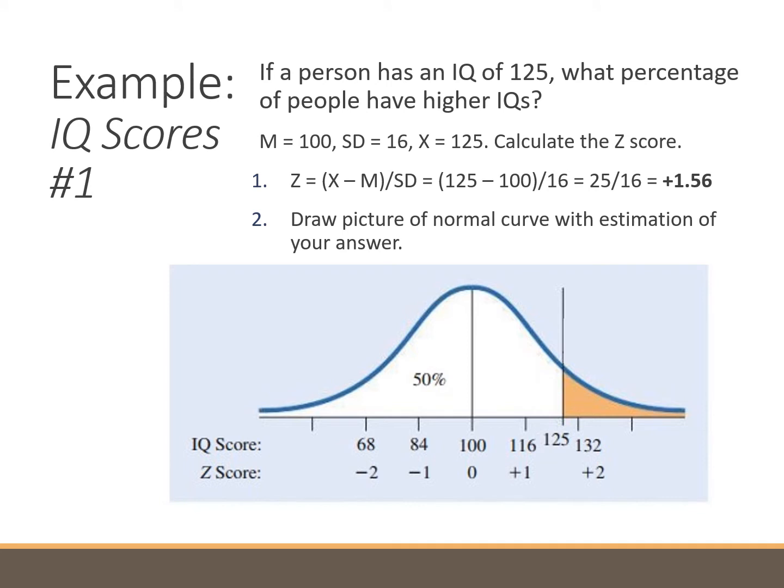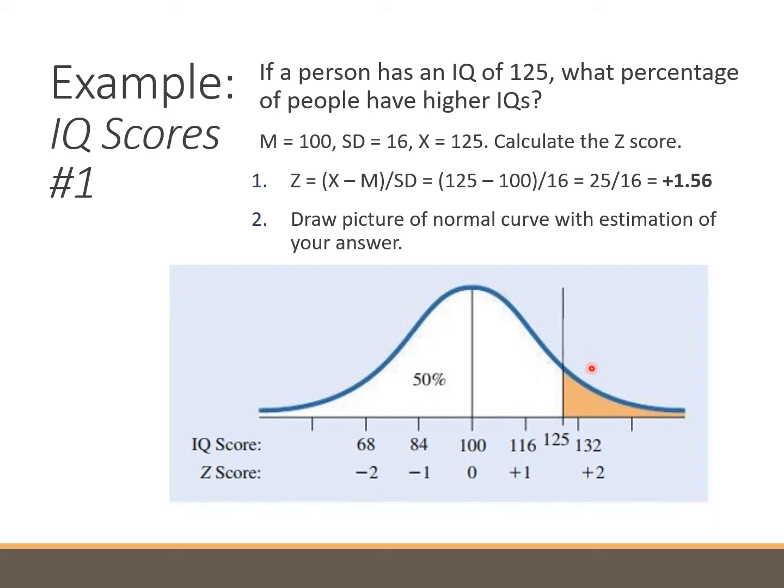Okay, example number 1, we're going to be looking at IQ scores. If a person has an IQ of 125, what percentage of people have higher IQs? One of the things we know about this IQ test is that the mean is 100. So we see that 100 is right here in the middle with the z-score of 0. We know that the standard deviation is 16, so a z-score of 1 is 116 and a z-score of -1 is 16 less than 100, which is 84. But our person has a score of 125, so that's in here between 1 and 2. So we're going to calculate our z-score using our formula, and we get 1.56.